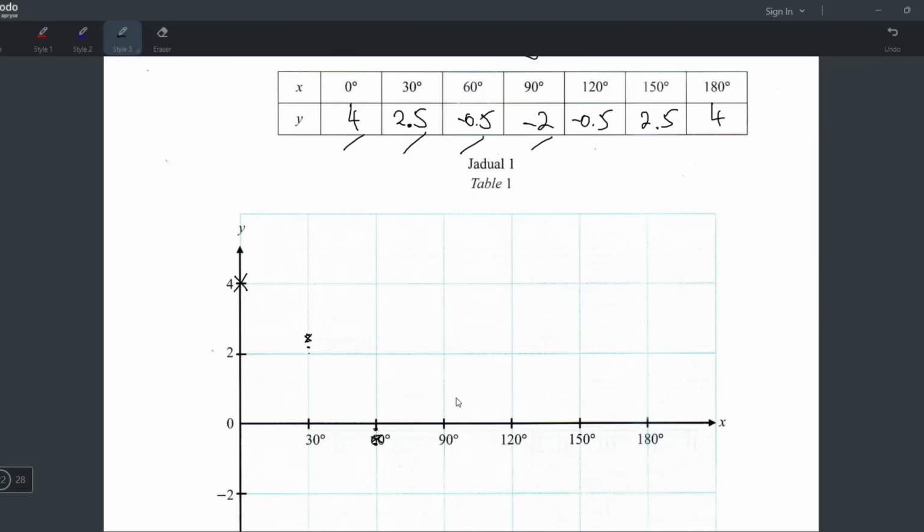Okay, next one, 90, negative 2. 90 is here, negative 2 is here. Okay, done. Next one, 120, negative 0.5. Same as just now. Go down one box, negative 0.2. Down again, negative 0.4. One more, negative 0.6. But I want negative 0.5, so the middle here. Okay, same level as this point.